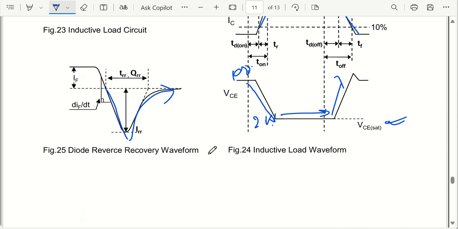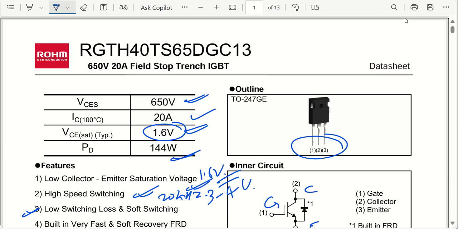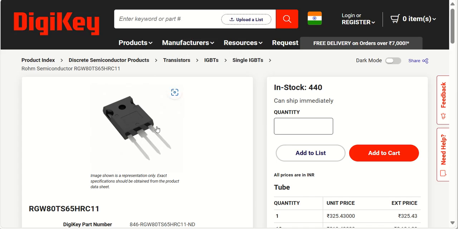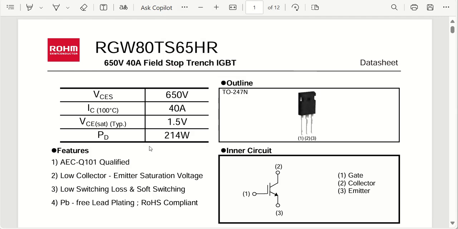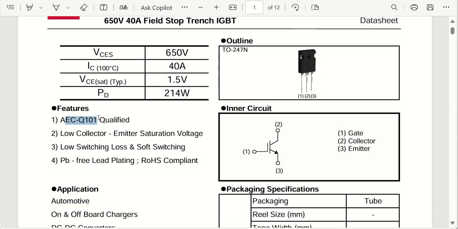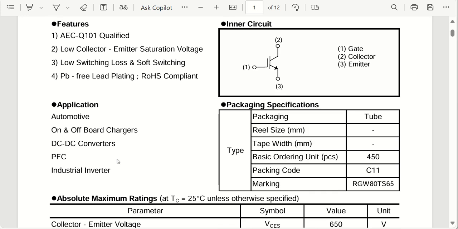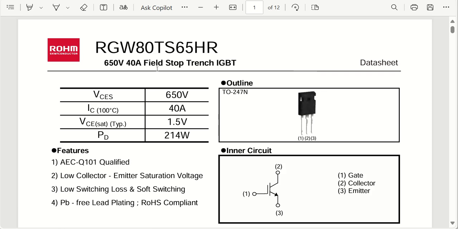Now coming back to several other data sets. Let us say I will give you an example of a ROHM semiconductor part with a little bit higher current rating, like 80 amperes. You can see the data sheet has told you that it has the capability of AEC-Q101. It can be utilized in your automotive applications, or onboard chargers, DC-DC converters, or PFC, or industrial inverters. So you can utilize this particular IGBT for your application.